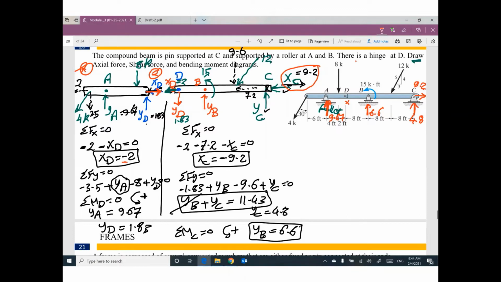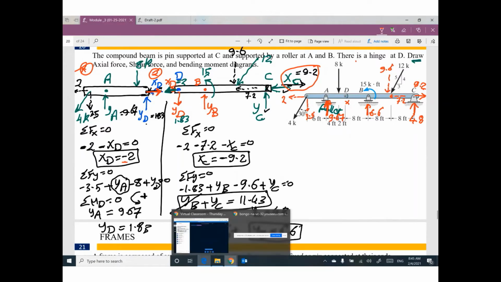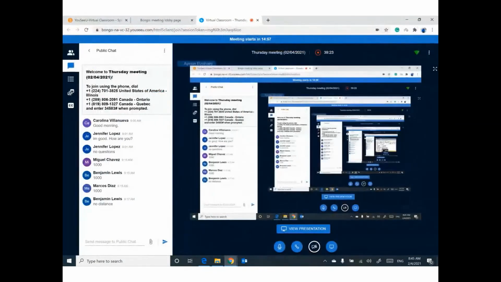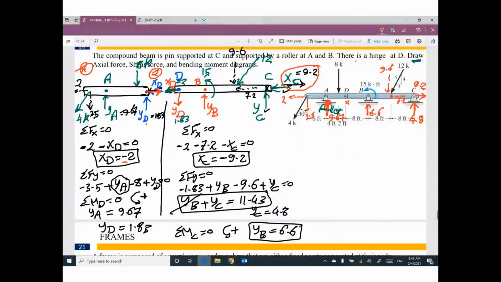That makes sense? So keep in your mind, we have horizontal component here and vertical component 3.5 and 2. We have horizontal component here and the vertical component, how much? 9.6 and 7.2. Any questions so far? Guys, any questions so far? Because this problem is very important.